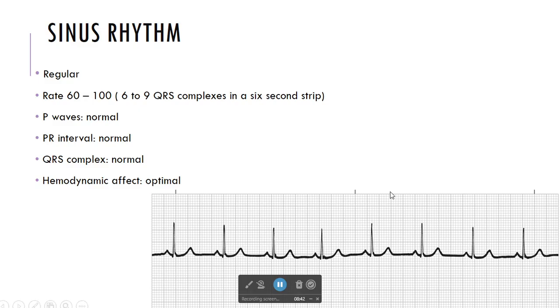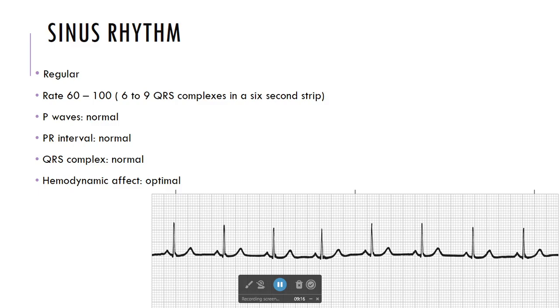So let's look at sinus rhythm. Sinus rhythm is what everything is based on. This is what gives us our normal hemodynamic effect. And so sinus rhythm is regular. It has a rate of 60 to 100. So let me talk about what that means. That means when you count your R waves, you count between 6 and 9. Because at 9 R waves, your heart rate is somewhere between 90 and 99. If you count 10 R waves, then your patient is tachycardic because their heart rate is between 100 and 109.